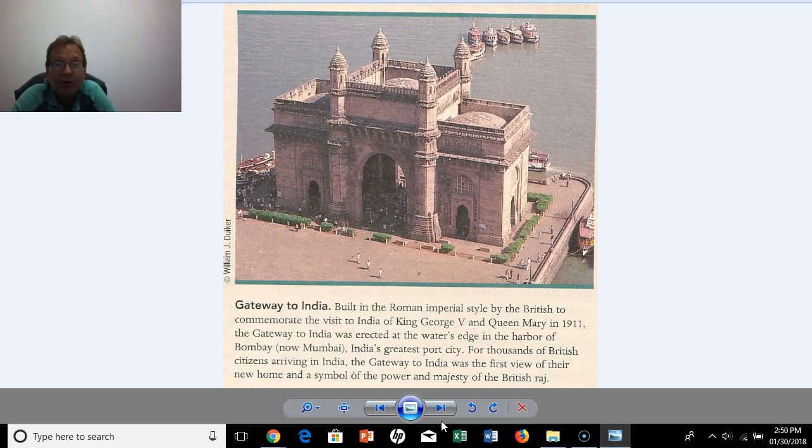That's India's greatest port city. And for thousands of British citizens arriving in India, the Gateway was their first view of their new home and a symbol of the power and the majesty of the British Raj.